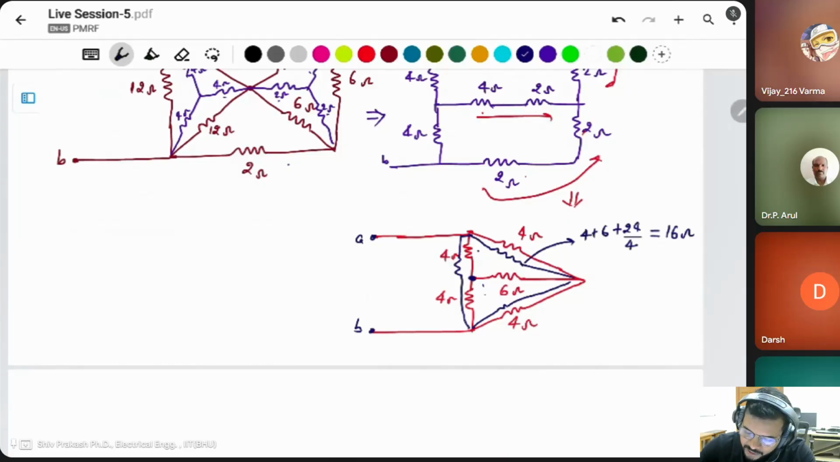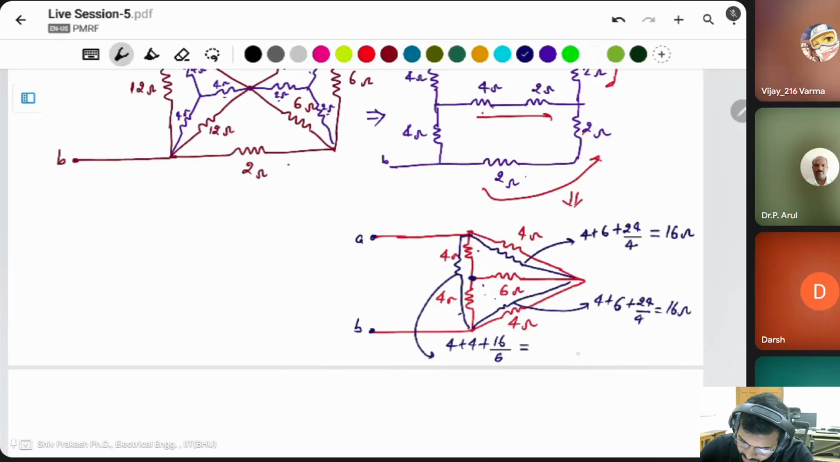Okay. This is the 16 ohm. What is happening here? This is connected between 6 and 4. This is also 16 ohm because this is also connected between 6 and 4. 4 plus 6 plus 24 by 4 is equal to 16. Then what is this one? This is connected between 4 and 4, so 4 plus 4 plus multiplication of these two, 16, divided by the other one, 6. This will be 4, 4, 8 and this will be 2.67. That's why this will be 10.67 ohm.